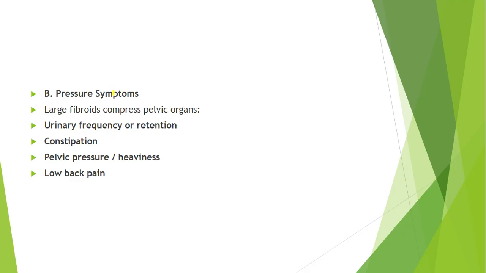So next is pressure symptoms. Large fibroids compress pelvic organs. So when the fibroid is very large, it compresses other structures in the pelvic cavity. So this causes urinary frequency or retention, constipation, pelvic pressure/heaviness, and low back pain.